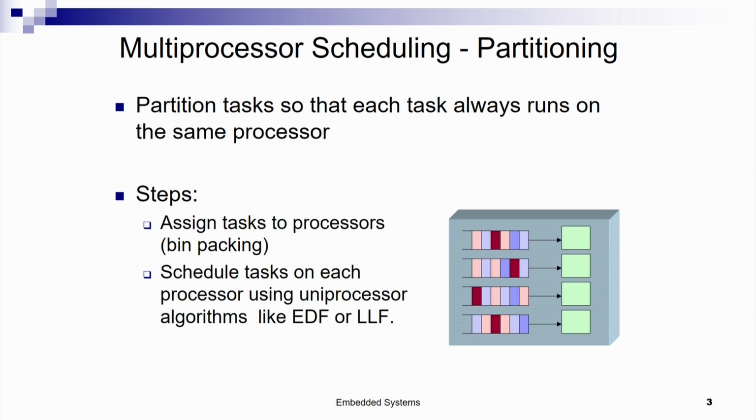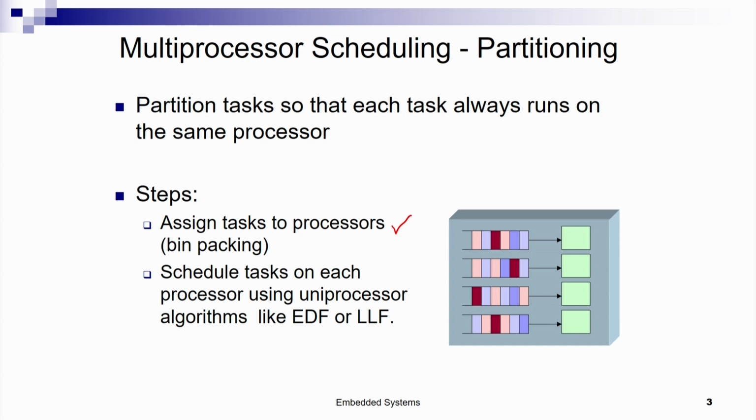Now, we look at partition scheduling in a bit more detail. Partition scheduling partitions tasks so that each task always runs on the same processor, as we said. What we do is we assign tasks to processors first using a strategy called bin packing. Here, bins mean processors. Each processor is a separate bin of a certain capacity, and if you have homogeneous processors, you can always assume that each processor is of unit capacity 1.